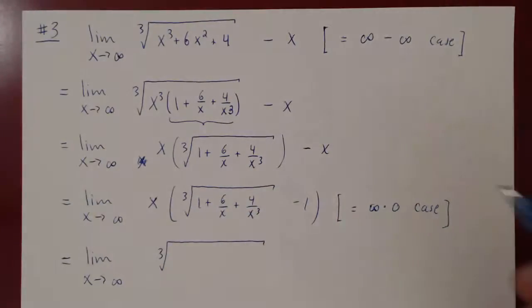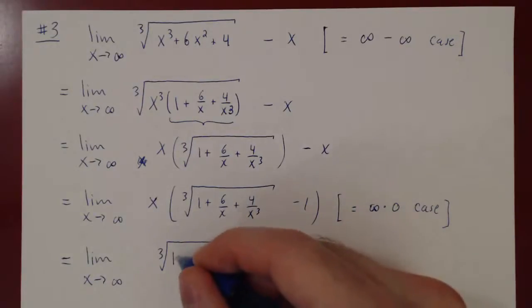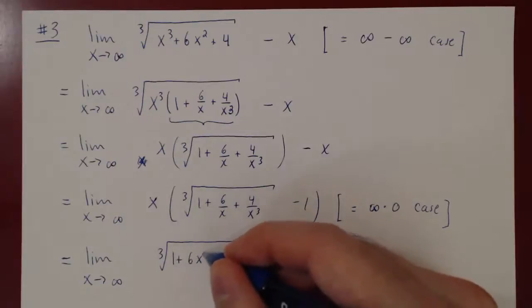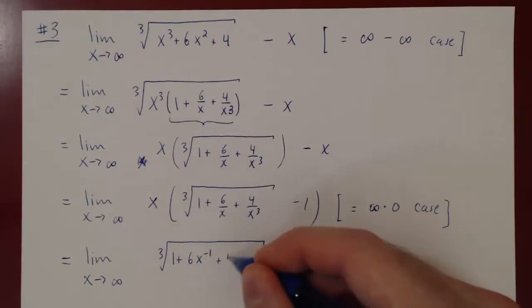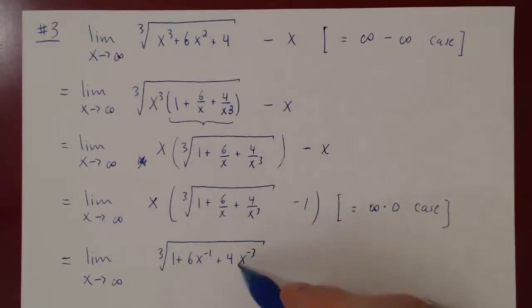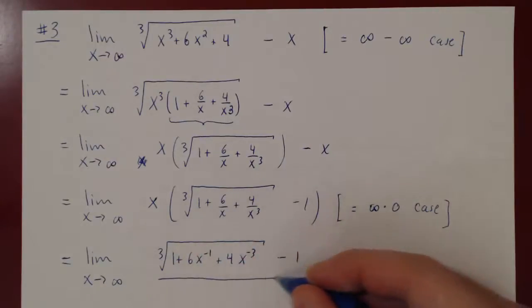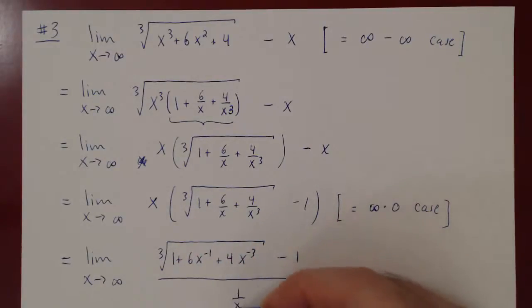And then you'll see that we will be able to use L'Hopital's rule. So thinking of differentiation, I'll write both of these as powers of x. 1 plus 6 x to the negative 1 plus 4 x to the negative 3. This will make the differentiation easier than using the quotient rule on both of these. Minus 1 over, as we have just said, 1 over x.